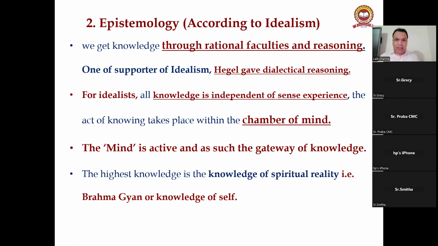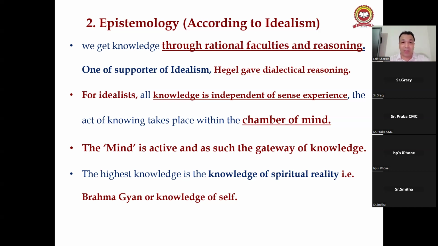Most people believe that we get knowledge through senses, but what idealism says is that knowledge is independent of senses. The act of knowing takes place in the chamber of mind. Okay, there is no relation of the senses, or the 5 senses through which we get knowledge, right? Eyes, look, see, touch. So they are independent of sense experience. The mind is the active and such a gateway of knowledge.